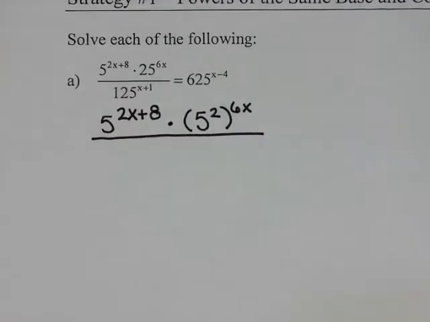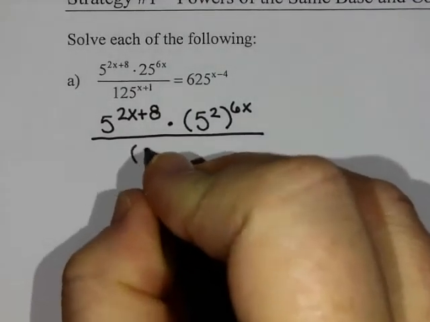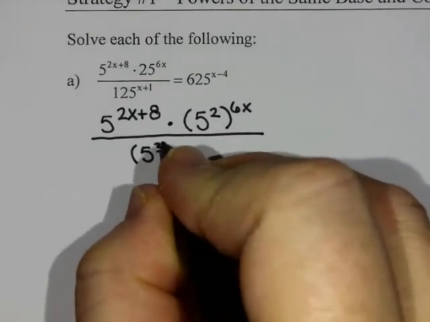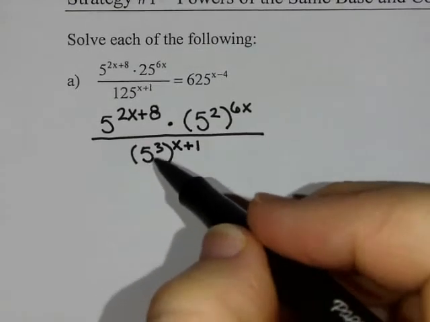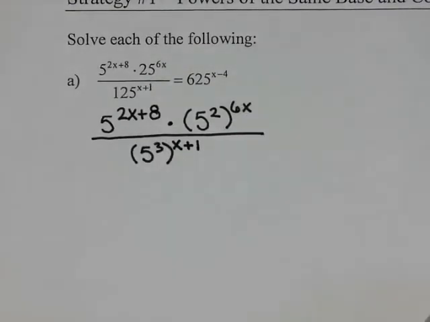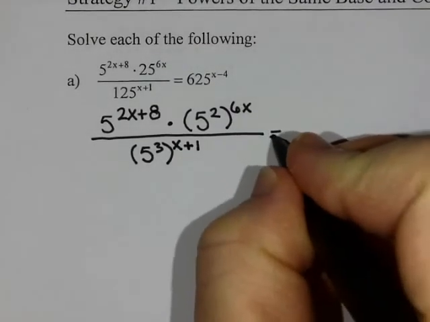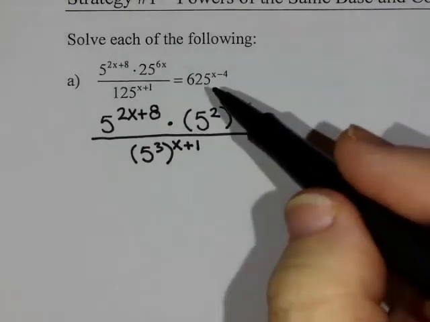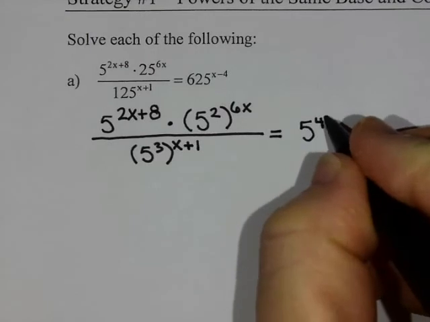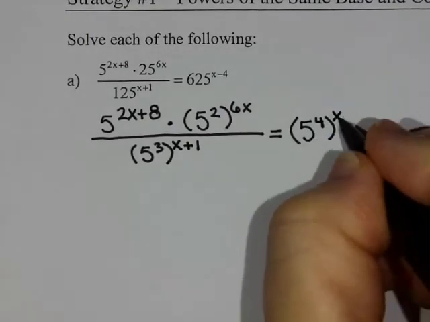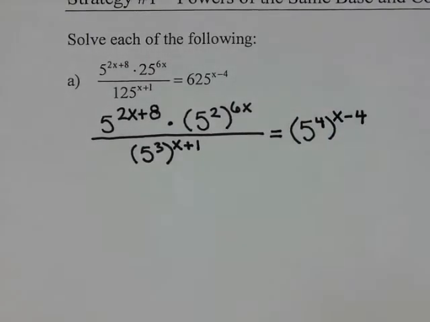125 is 5 to the power of 3. So this is 5 to the power of 3, and then to the x plus 1. If you're not sure where I'm getting these from, your power sheet is very helpful at showing you all the different powers of 5. And then 625 is 5 to the power of 4, and then that is to the power of x minus 4.